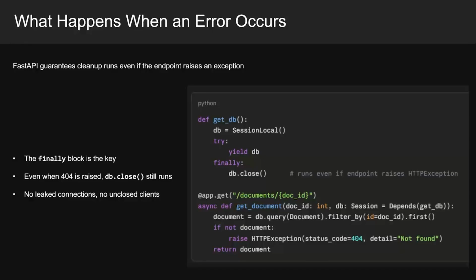The 404 gets raised, FastAPI formats the error response, and before sending it back, db.close executes. No leaked sessions. No matter what happens inside your endpoint, the cleanup always runs.